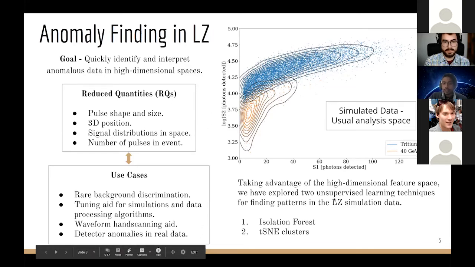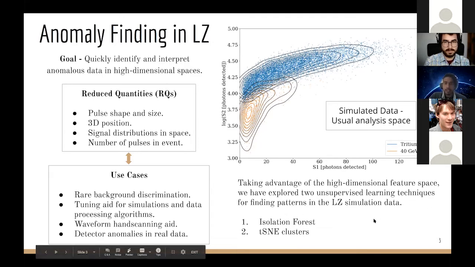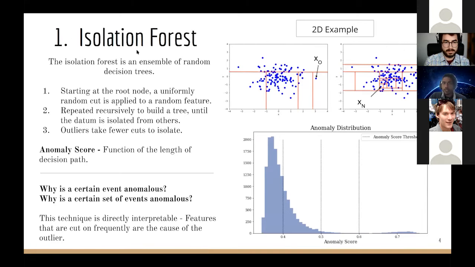So in this vein, taking advantage of the high-dimensional feature space that we have at our disposal, we've explored two unsupervised learning techniques for finding patterns in the simulated data so far. And these two are the isolation forest and the tSNE algorithm coupled with clustering. So I'm going to start talking about the isolation forest first. The isolation forest is essentially an ensemble of random decision trees.